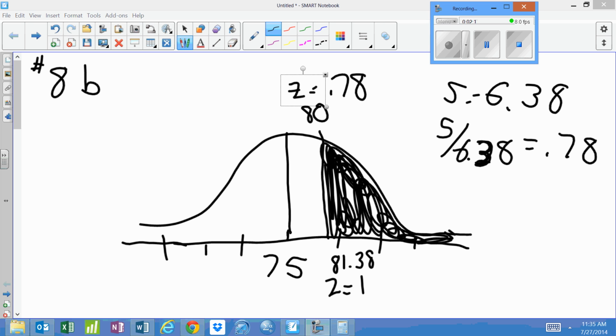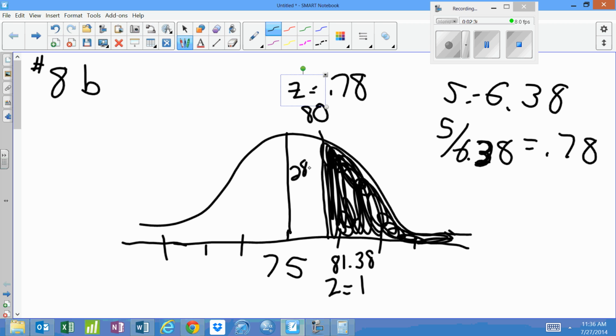So now we need to look up that 0.78 in the back of our book in table B1, and it tells us the area between the mean and the z-score is 28.23. So right here I have a distance of 28.23. And that 28.23 tells me the distance between 75 and 80, because our z-score tells us the difference between our mean and our z-score. So we get about 28.23.